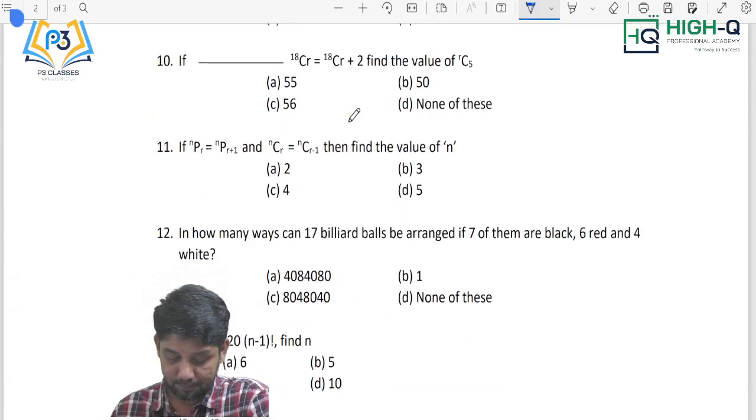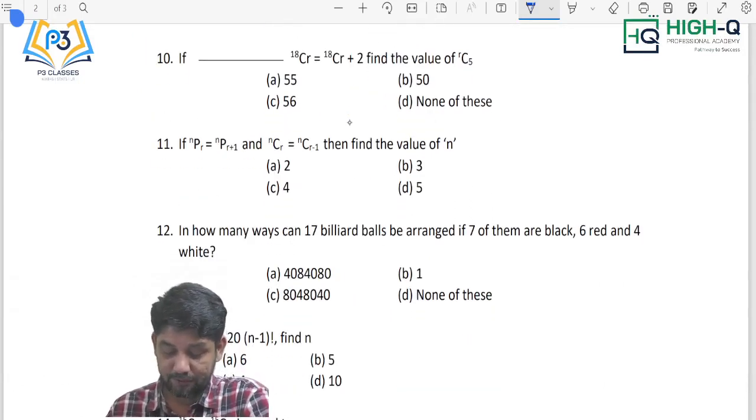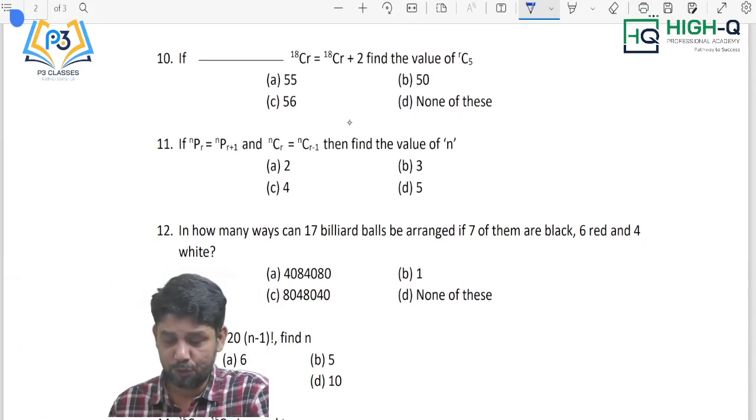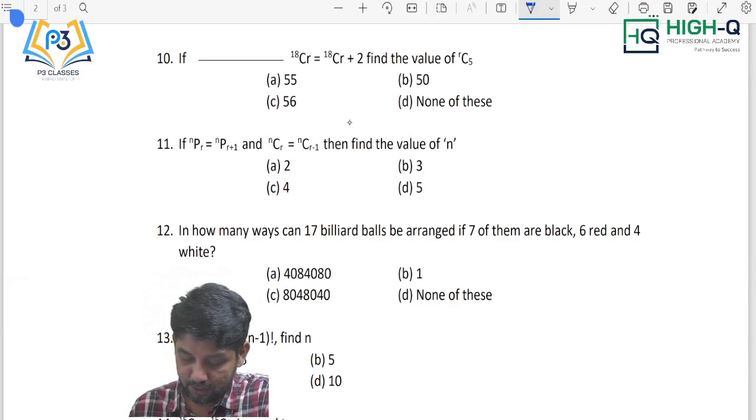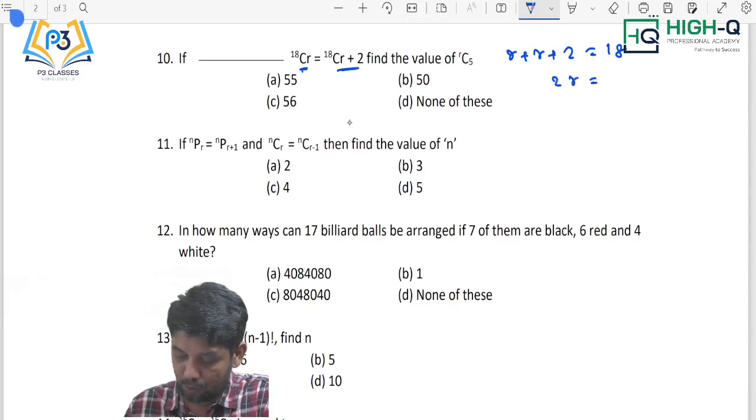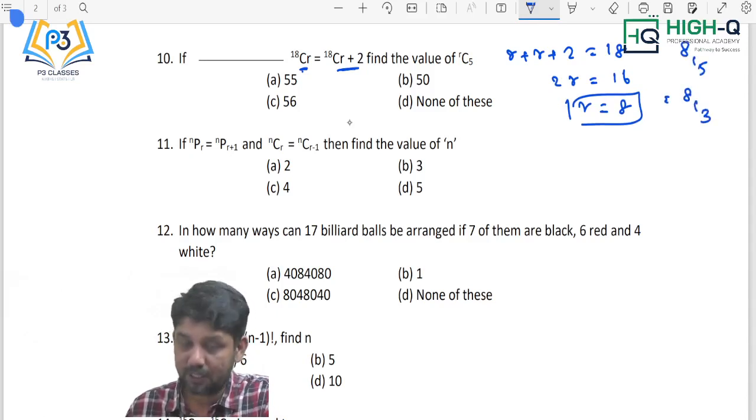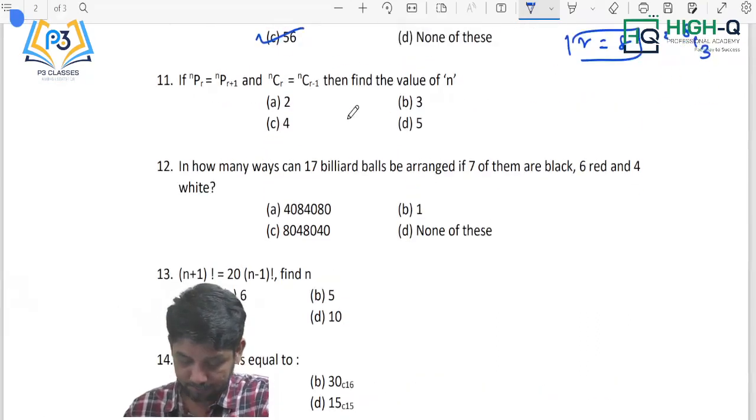Next, 10th sum. If 18CR is equal to 18C(R plus 2), find the value of RC5. See, we need to find out what is the value of R. Of course, you know the trick. What is the trick? R plus R plus 2 is equal to 18, sir. 2R is equal to 16, sir. R is equal to 8, sir. The question is 8C5. They ask you to find out. 8C5 is 8C3, which is 56. That's it. Next step.